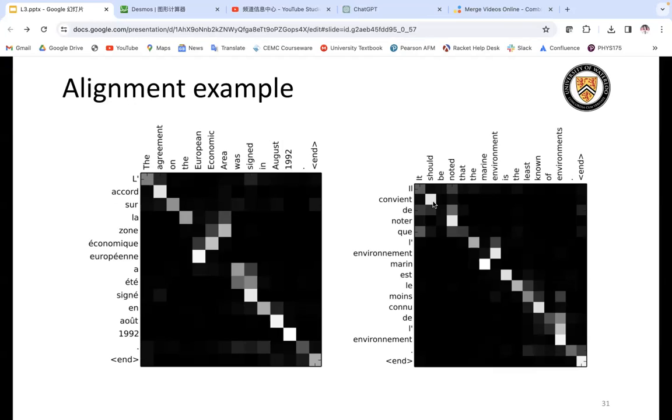And we have another example. It should be noted that the marine environment is the least known of environments. We also have the brighter box means more correspondence between the input word and the translated output words.